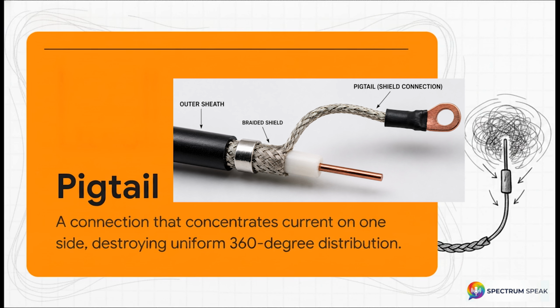But take a look at what often happens at the ends of the cable. Engineers will strip back the outer insulation, gather up the braided shield, twist it into a single wire, and solder it to a pin. We call this a pigtail. And as our definition right here shows, a pigtail completely destroys that uniform 360-degree current distribution. It does this by forcing all that longitudinal shield current to concentrate on just one side of the shield.